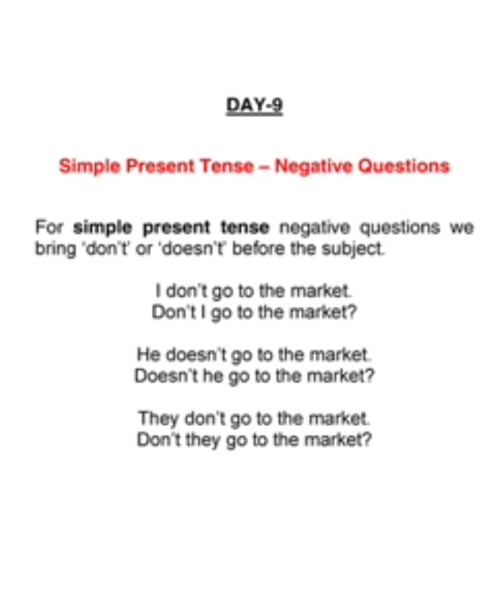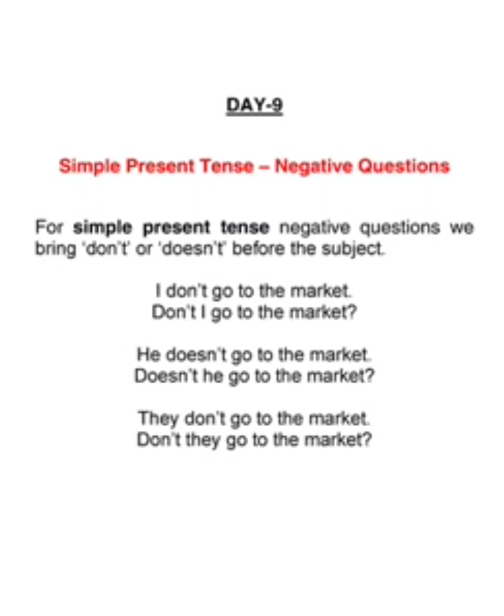I don't go to the market. Now what is happening here? I don't go to the market. Bring the don't before the subject. That's the beauty of English. When you bring the helping verb before the subject, it becomes a question. Here, since we are bringing don't before the subject, it becomes a negative question.